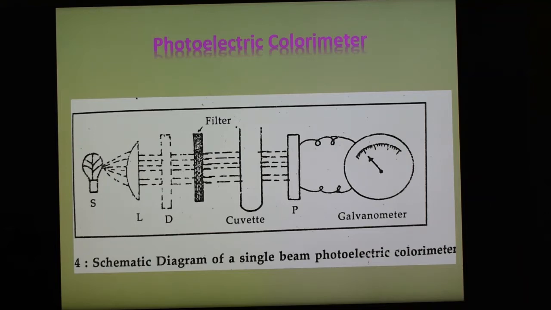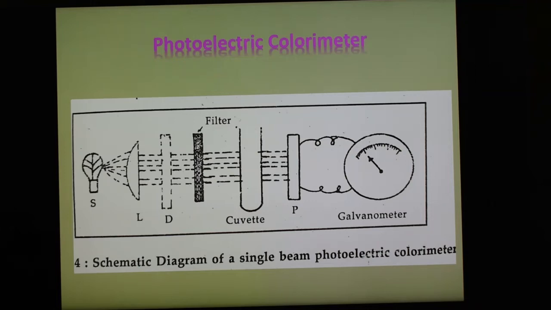So this colorimeter consists of different parts, various components. The first part is the source, shown here. A tungsten filament lamp is used as a source for getting the light radiation in the visible range. The second part is the filter. The light coming from the source is then passed through the filter.